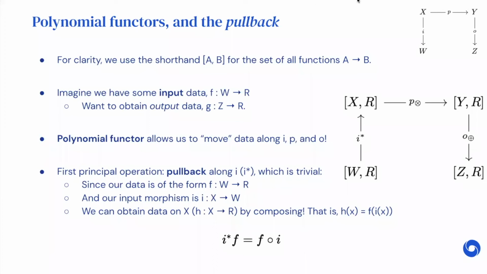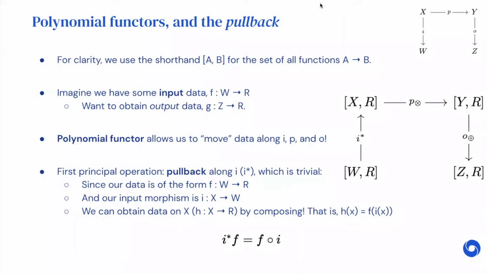And what we do is we convert this polynomial span into what's called a polynomial functor, which is a standard categorical generalization of a polynomial, but we won't get into the details of that, which allows us to gradually move that data across the diagram.